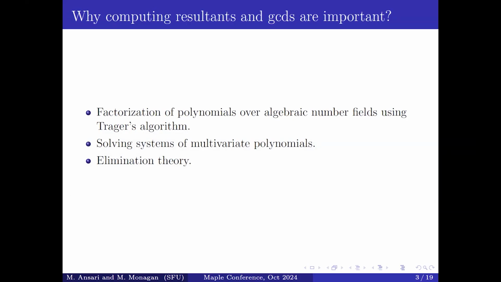Maybe you ask yourself why it's important to compute resultants and GCDs. Resultants and GCDs appear as subproblems of factorizing polynomials over algebraic number fields, particularly if we want to use Trager's algorithm.